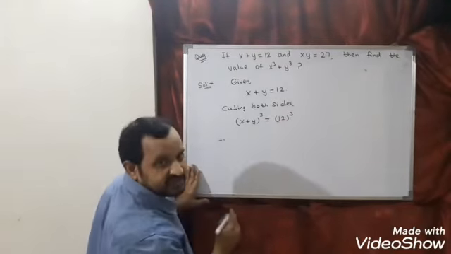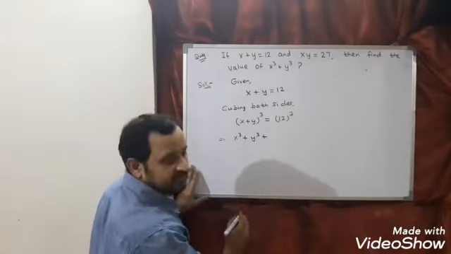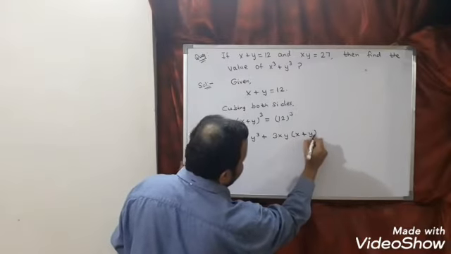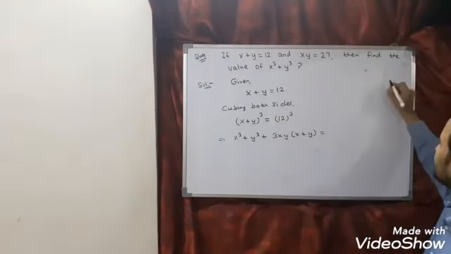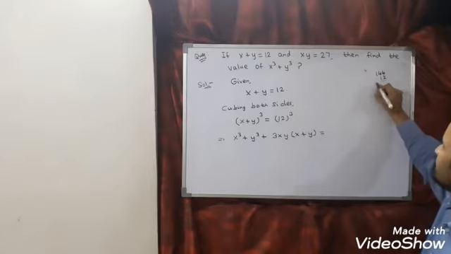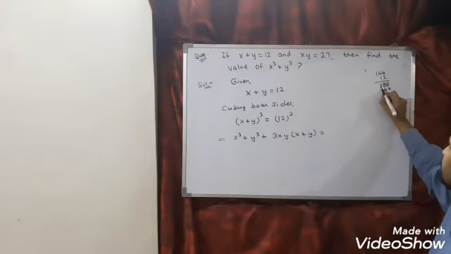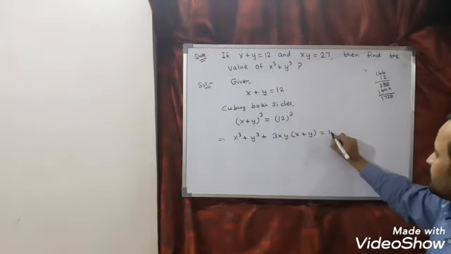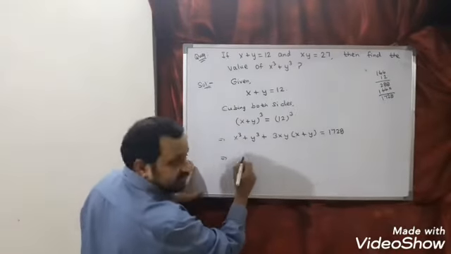Now expand. The a plus b whole cube formula is x cube plus y cube plus 3xy into x plus y, is equal to, what is 12 cube? 12 12s are 144. So 144 into 12, calculate. 2 4s are 8, 8 2, 4 4 1, so 8 2 7 1. So what you will get here is 1728. Now let us expand this.